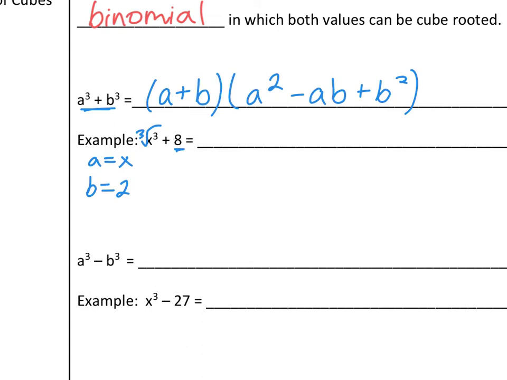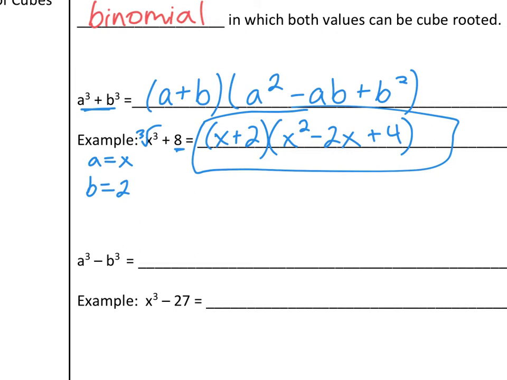So how do I write this? A plus b, so just x plus 2. A squared is just going to be x squared. Negative ab, so a times b is just 2x, negative 2x. And then b squared is just going to be 4. 2 times 2 is 4. And that's your answer. That's it. That is all. Okay? So that is a sum of cubes, and we are going to practice it. You're going to be okay.